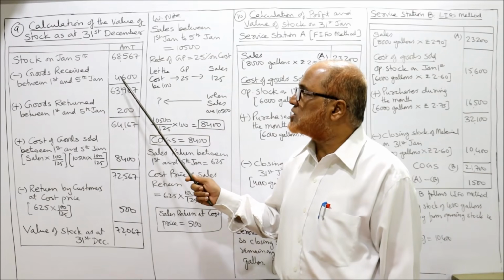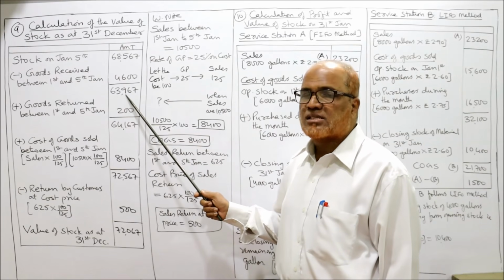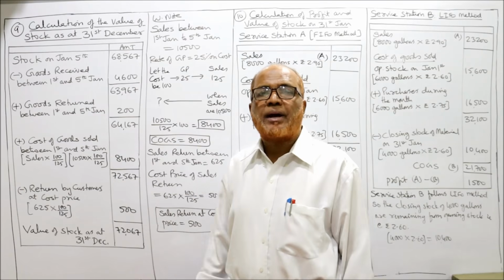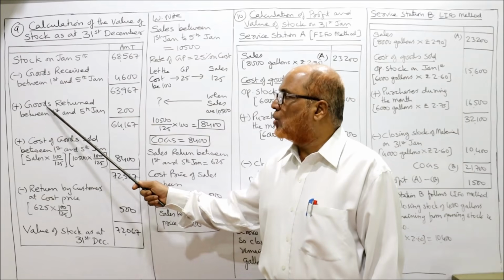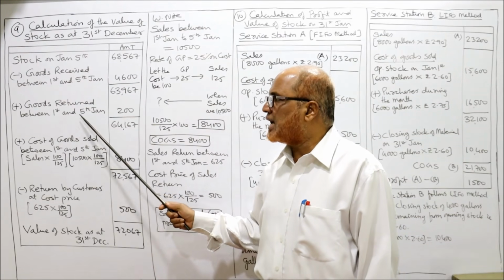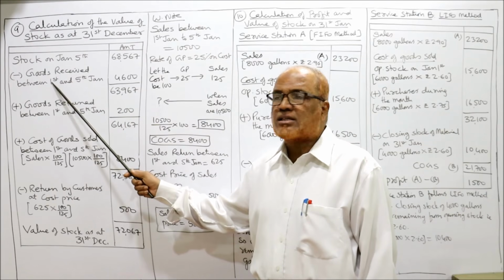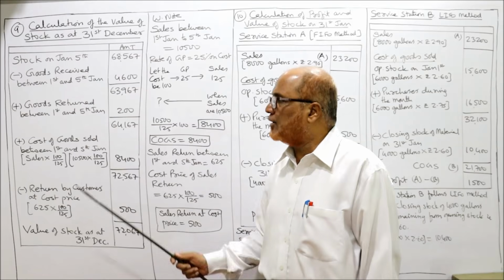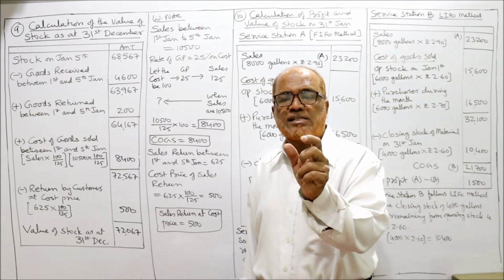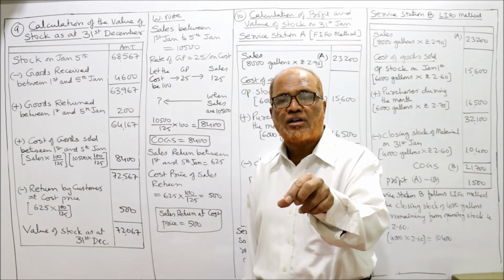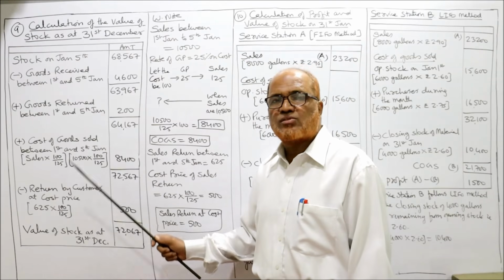From this we deduct the goods purchased. How much are the goods purchased? 4,600. So deduct, we get 63,967. To this we add purchase returns. Purchase returns we add back. So goods returned between 1st Jan and 5th Jan, 200 rupees. So purchases we have deducted, purchase returns we have added. Now sales. Sales are given, but we should not take sales because sales includes profit. Deduct the profit, find out the cost of sales. That cost of sales we add up.